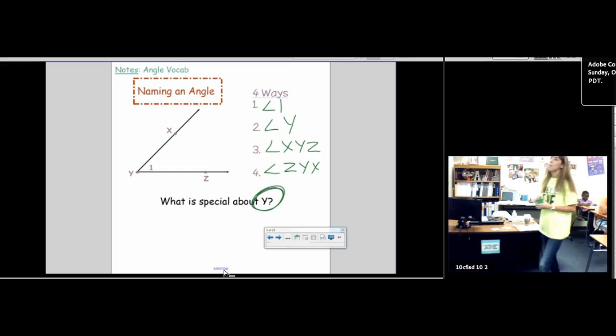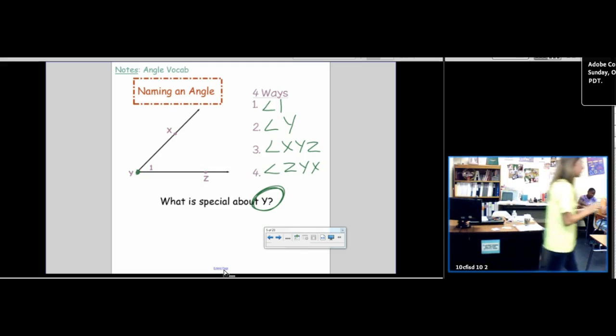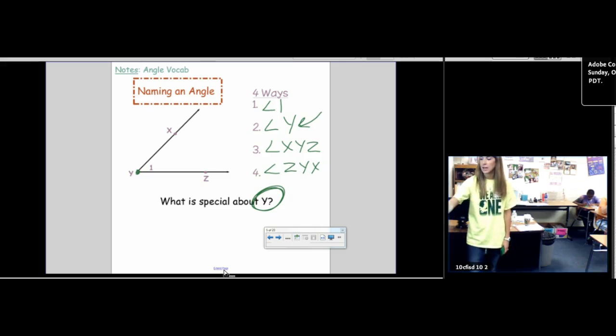Okay. What's special about Y? Does anyone know what Y is called? It starts with a V. Vertex. That's the vertex of the angle. So I can call it angle Y because that's the vertex. What do you notice about both of these? What's the same between 3 and 4? Y is in the middle. So when you're naming an angle, the vertex is listed second every time. If you're going to use 3 letters, you have to name the vertex second.